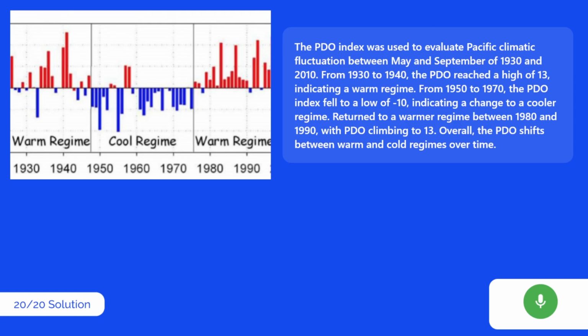It returned to a warmer regime between 1980 and 1990, with the PDO climbing to 13. Overall, the PDO shifts between warm and cold regimes over time.